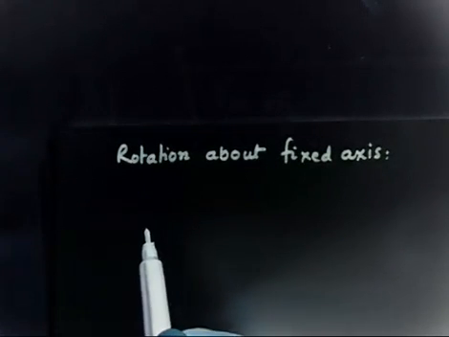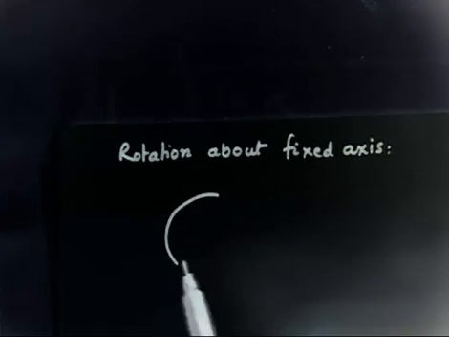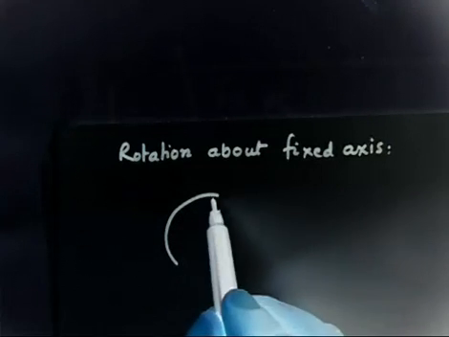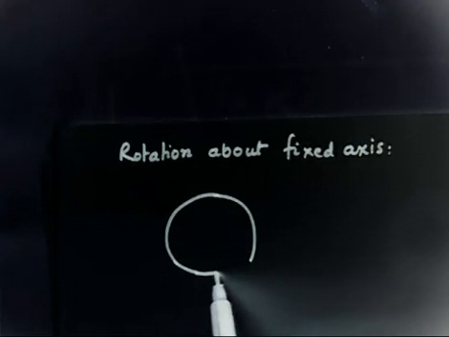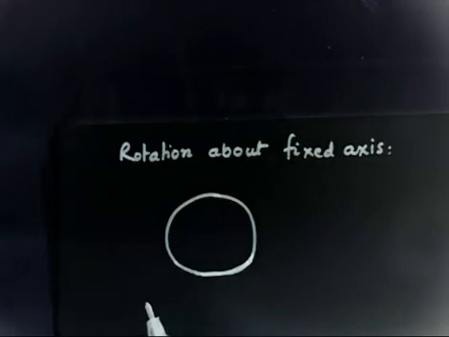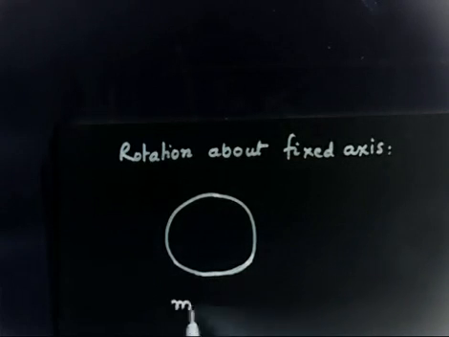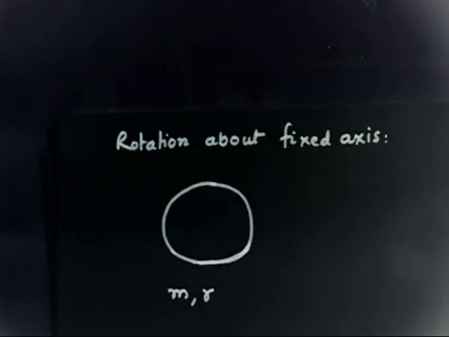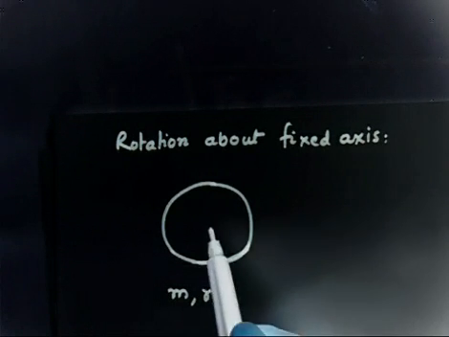So what this problem says, let me first make a diagram. I have a disk or ring. This is a disk. Let me make the disk first, and then we'll discuss what the problem says. So there is a circular disk. Question says a uniform circular disk of mass m and radius r. This means the mass of the disk is given to you and the radius is also given to you, and this is the center O.